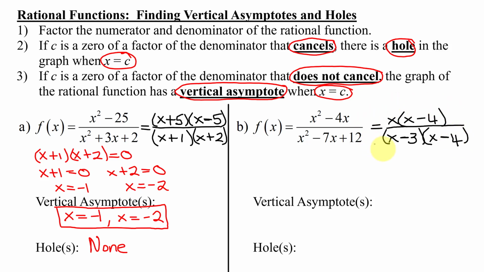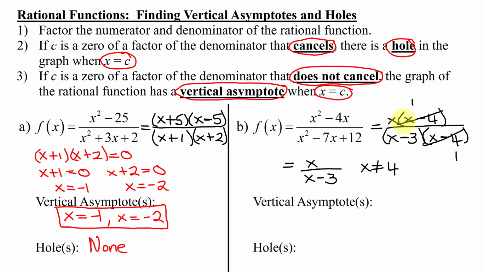Now, in this example, does anything reduce or cancel? Yes, my x minus 4s are common factors of the numerator and the denominator. So my function simplifies to x times 1, which is x, divided by x minus 3 times 1, which is x minus 3, provided that this common factor does not equal 0. Well, x minus 4 equals 0 when x equals positive 4. So we have to note next to the simplified version of the function that x cannot equal positive 4.